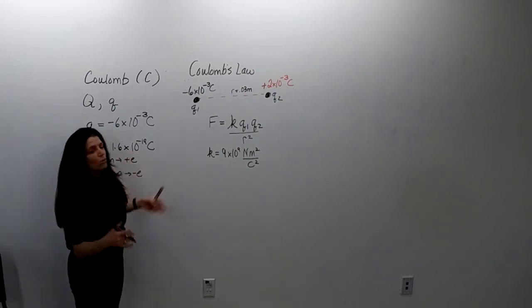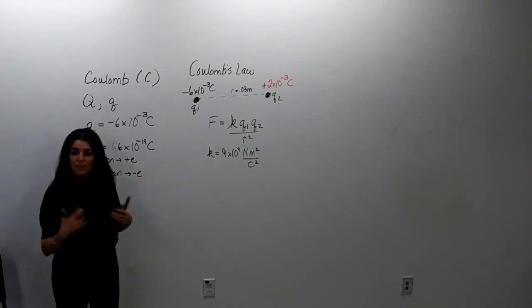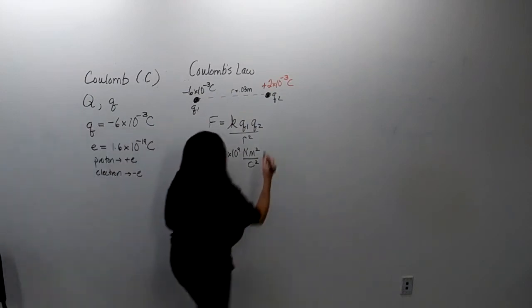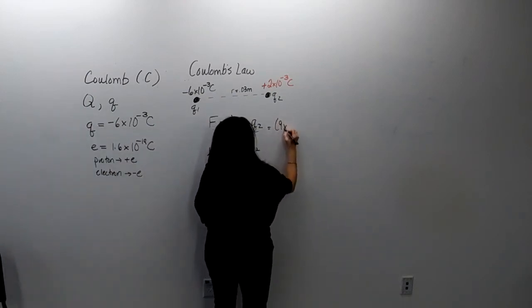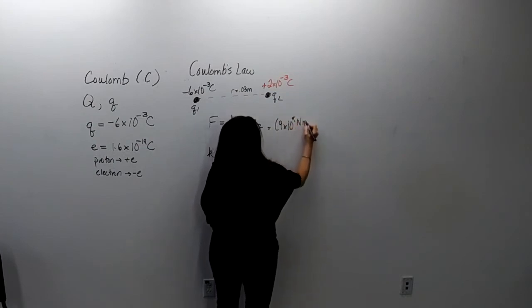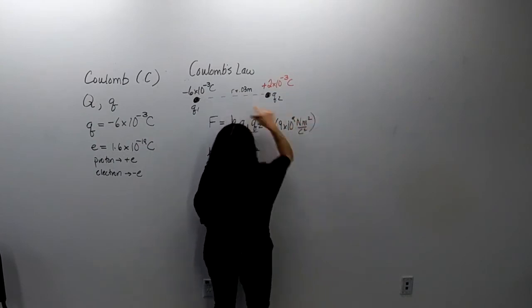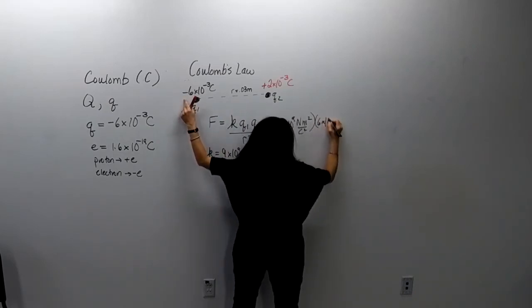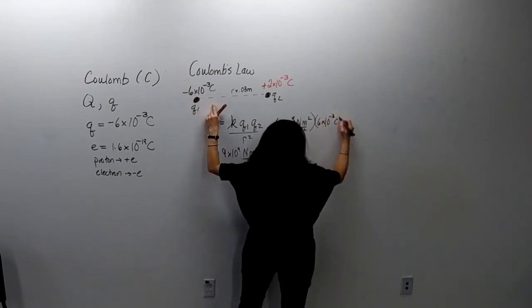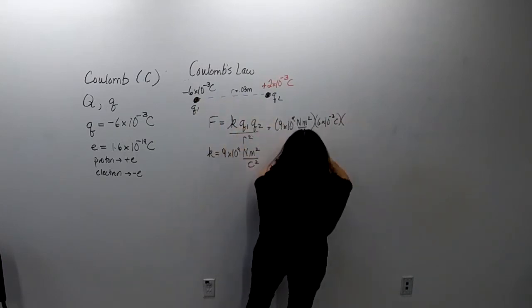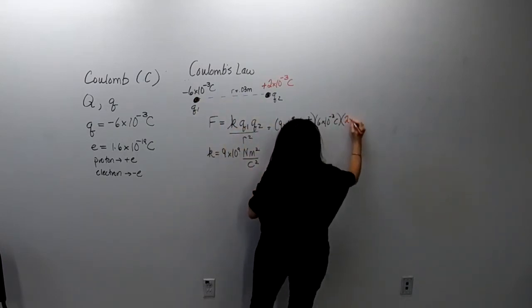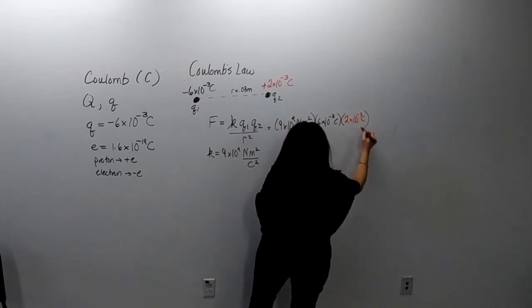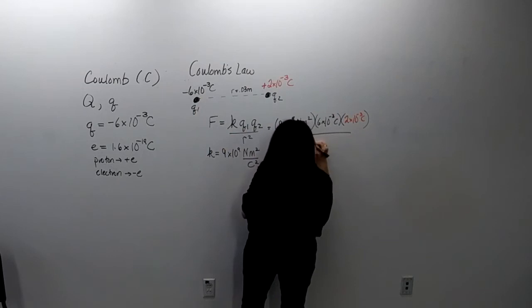So we can just loosely calculate the force between them. That's the first thing we can do. So let's just do that. 9 times 10 to the 9th newton meter squared per coulomb squared times, and remember, I don't put the sign in, so it's 6 times 10 to the negative 3 coulombs times 2 times 10 to the negative 3, divided by the distance between them squared, which is 0.03 meters squared.